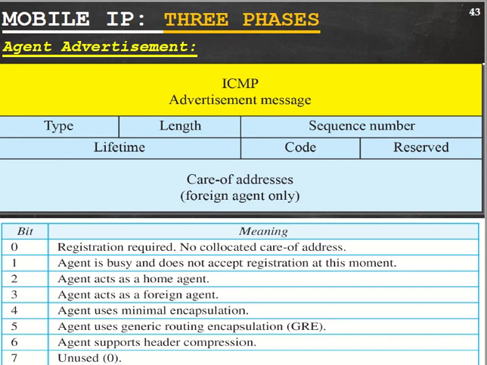The last field is care of addresses. This field consists of a list of addresses available for use as care of addresses. The mobile host can choose one of these addresses. The selection of the care of address is announced in the registration request. Note that this field is used only by the foreign agent.